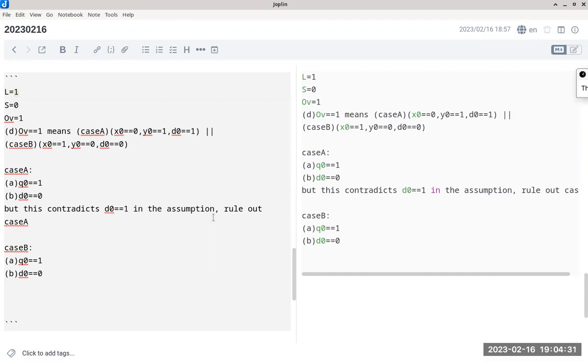Okay. So that's a good observation, but it does not mean the proof is wrong.